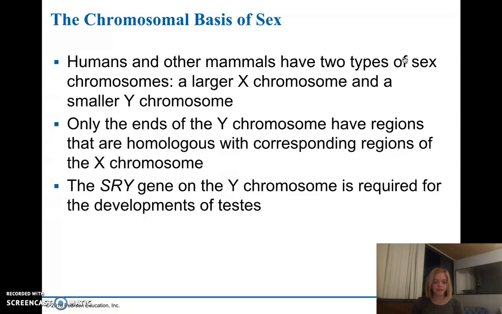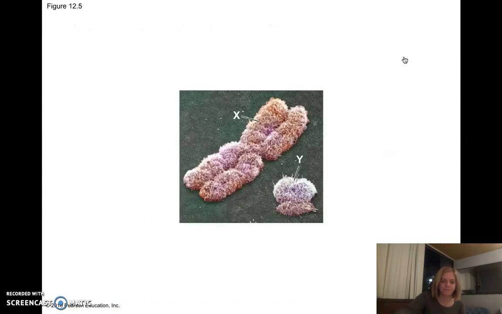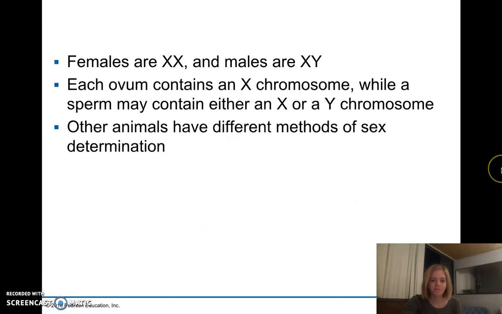The anatomical signs of sex develop when the embryo is about 2 months old. So there is a gene known as the SRY gene, which stands for sex determining region of Y gene. And that gene is located only on the Y chromosome. This gene stimulates the development of the testes. So if there is no SRY gene, aka no Y chromosome, then the testes will not develop. So this is a picture of what the X looks like. You can see it's quite large, the Y quite small.